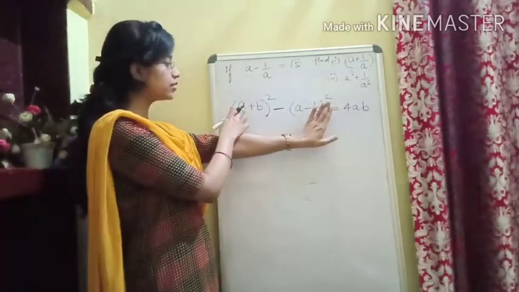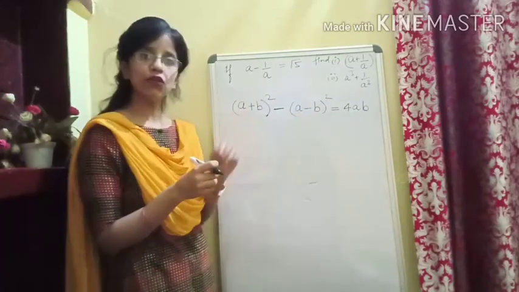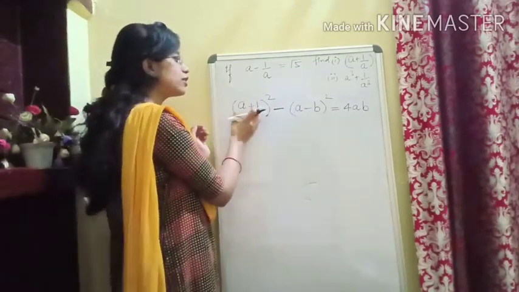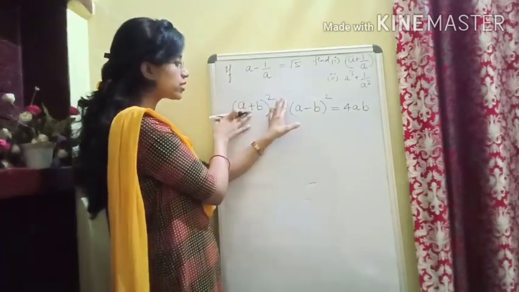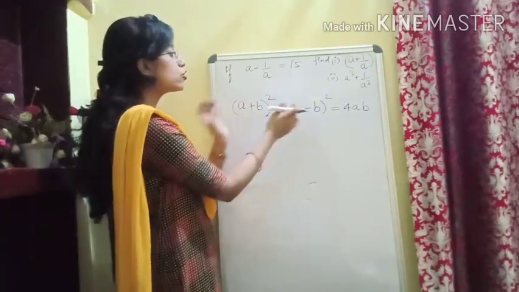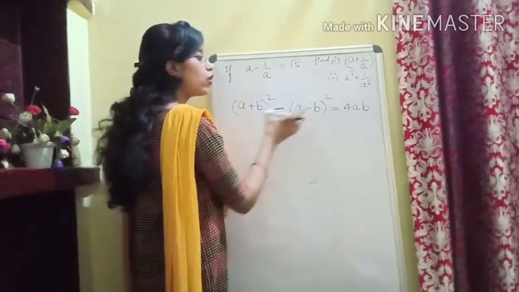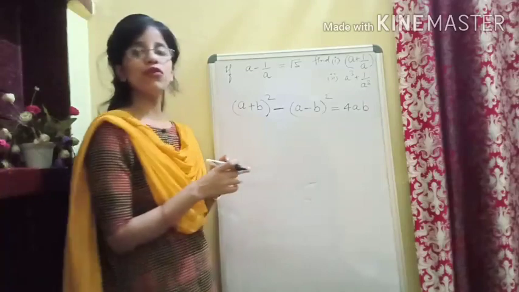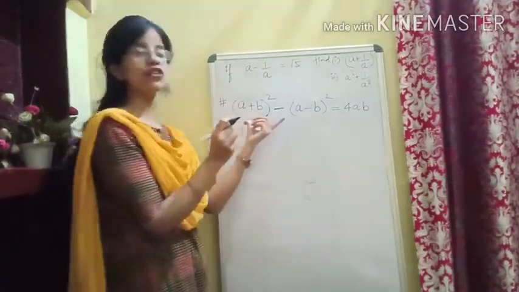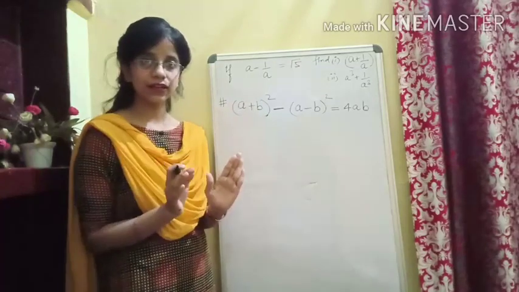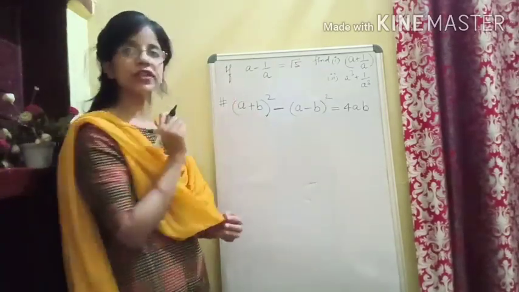We have the identity a plus b whole square and the identity a minus b whole square. When you subtract the two identities, the value will be equal to 4 times a into b. So this is something you need to remember. Is it clear? If it is clear, let us simplify our given question.